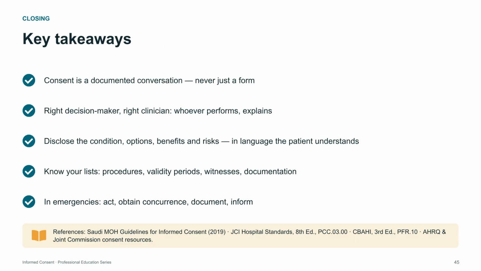In summary, consent is a documented conversation. Ensure you involve the right people, provide full disclosure, know your specific lists, and follow the emergency protocols.